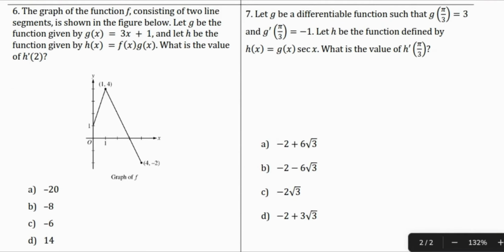So this next question, number 6, says, the graph of the function f consisting of 2 line segments is shown in the figure below. Let g be the function given by g of x is equal to 3x plus 1, and let h be the function given by h of x is equal to f of x times g of x. What is the value of h prime of 2?